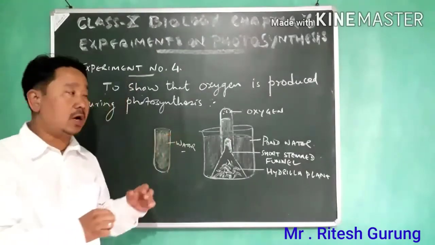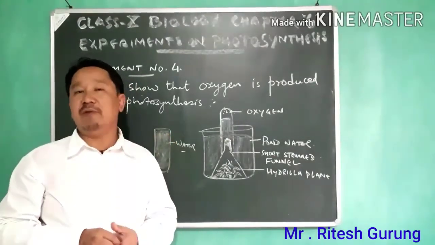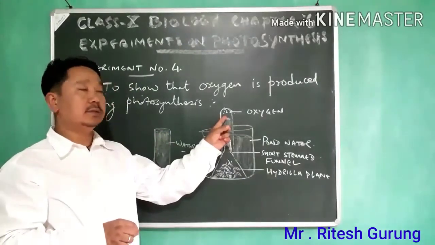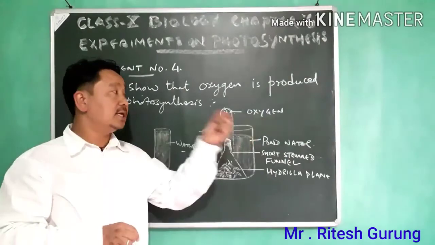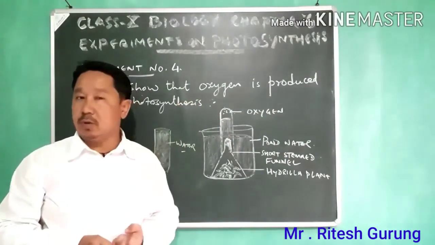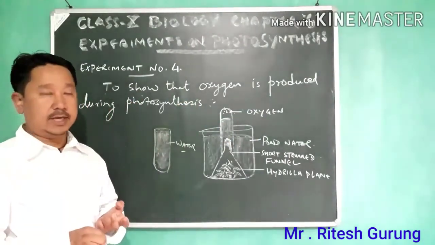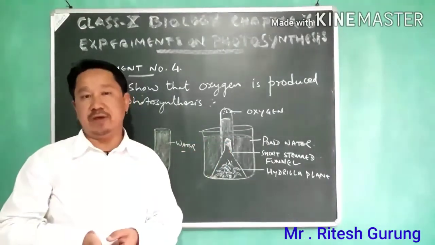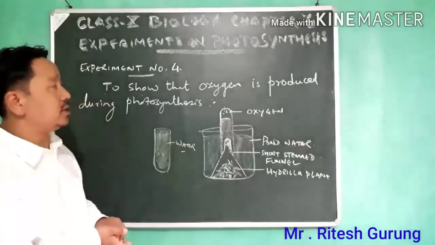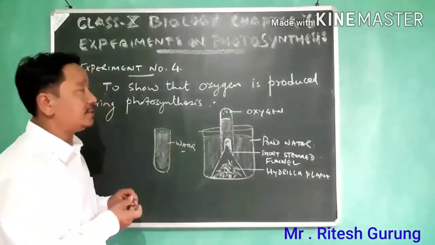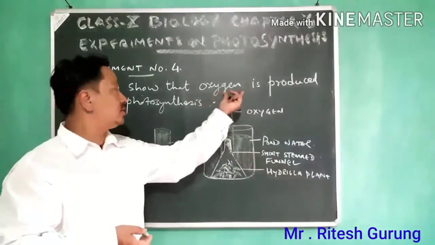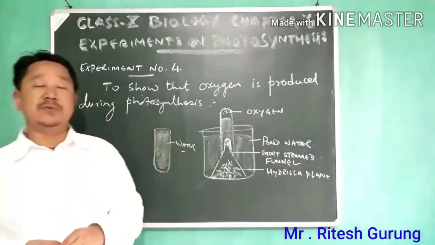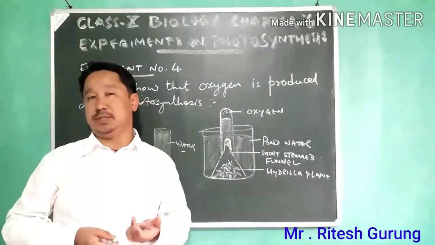the glowing splinter bursts into flame, confirming the gas to be oxygen, because oxygen is the gas which supports combustion. That's the reason why the glowing splinter bursts into flame. So from this experiment, what we understand is that oxygen is produced during photosynthesis. So that's all about the different experiments on photosynthesis.